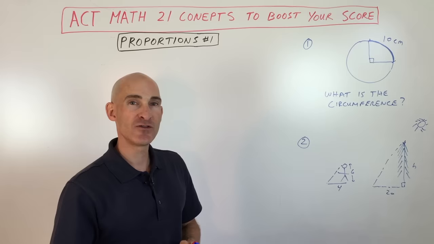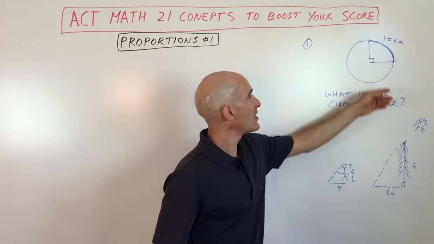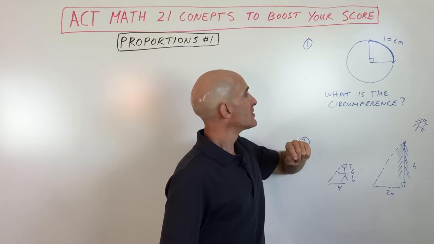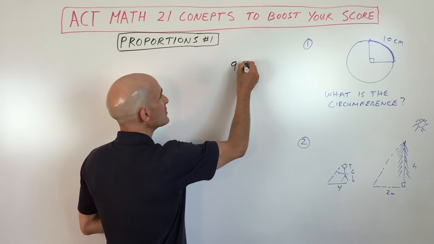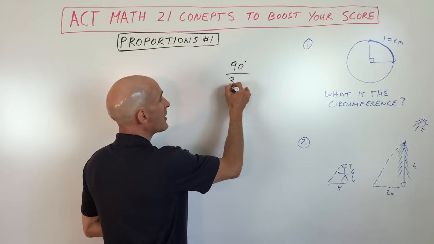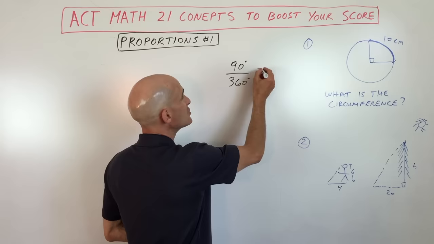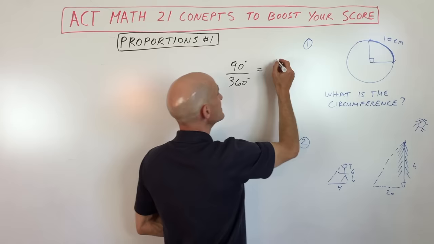So the first one here, we're just saying, what is the circumference of this circle? And they give us the arc length is 10 centimeters. So how would we do that? Well, we're going to make a proportion, and the way we're going to do this is we're going to say, for every 90 degrees, that's the part of the entire circle. And if we compare that to the entire circle, 360 degrees all the way around, that ratio is going to be the same thing as this arc length, 10, is to the entire circumference. We'll just call that C.